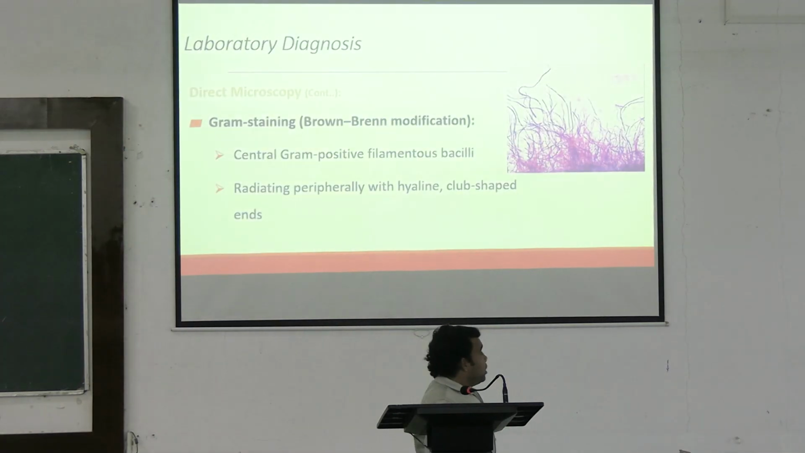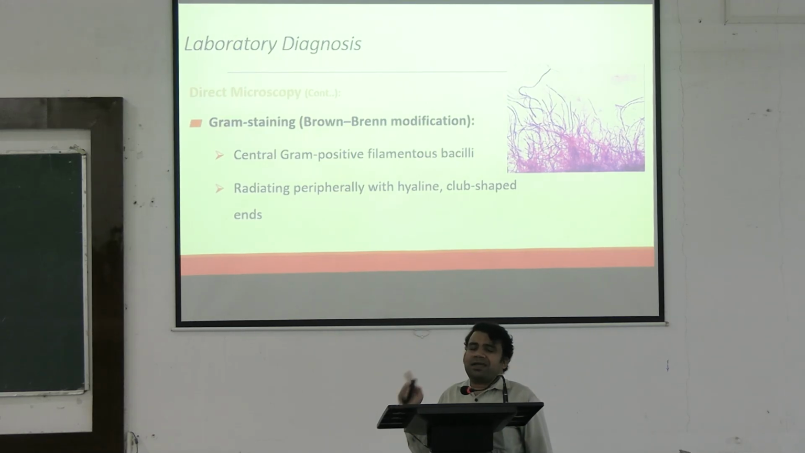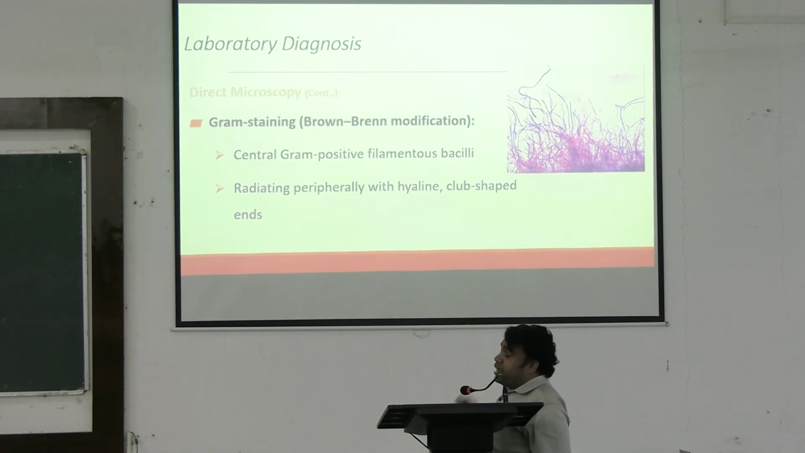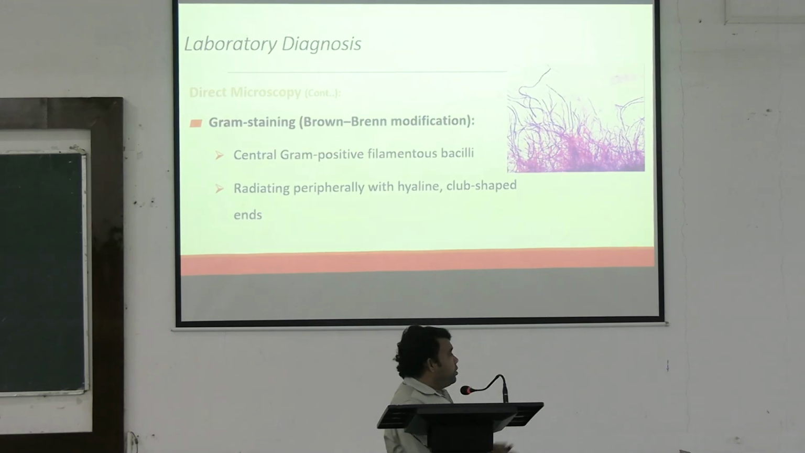The first thing that we can do is go for Gram staining. But please remember, in case of actinomyces and nocardiosis, the normal Gram staining that you have been taught is not performed. Rather, a modification of Gram staining called Brown and Brenn staining is done, and on this staining we can observe long filamentous bacteria. But these are not fungus, these are bacilli, and they radiate peripherally.